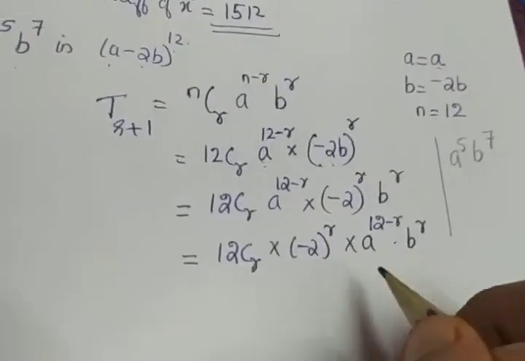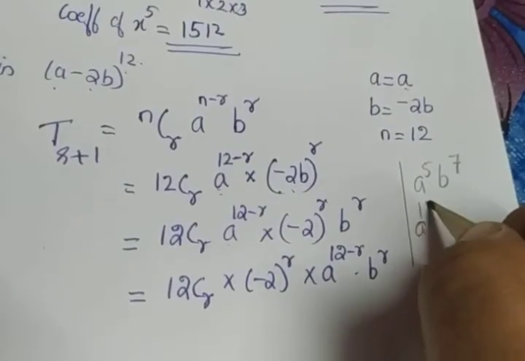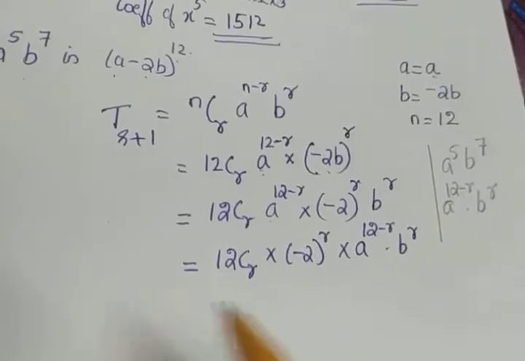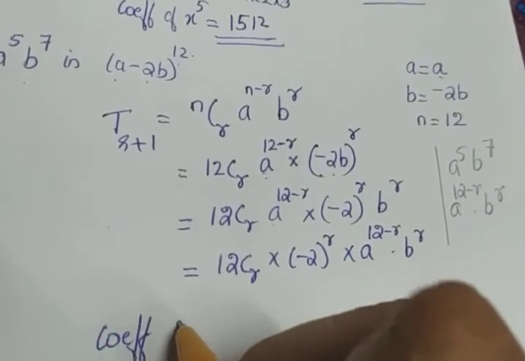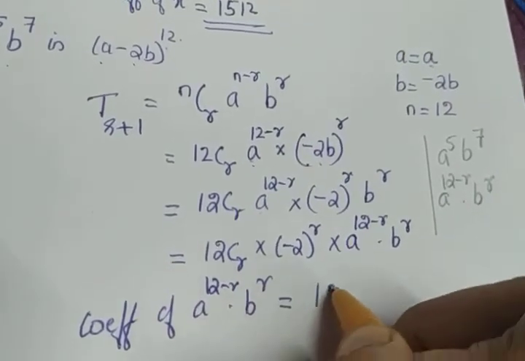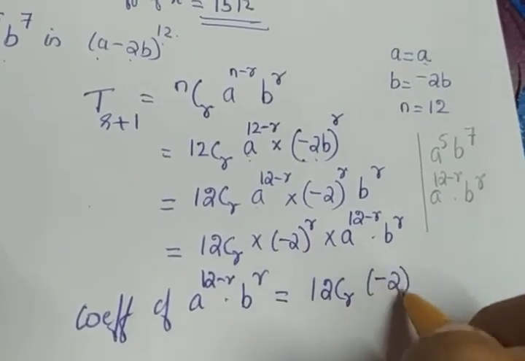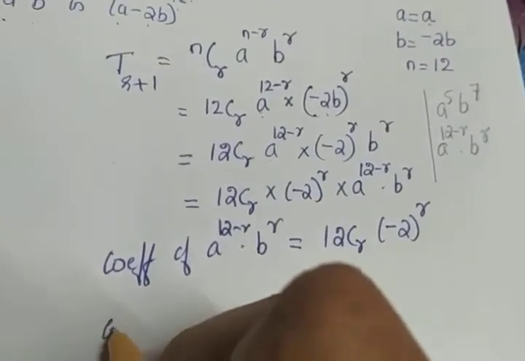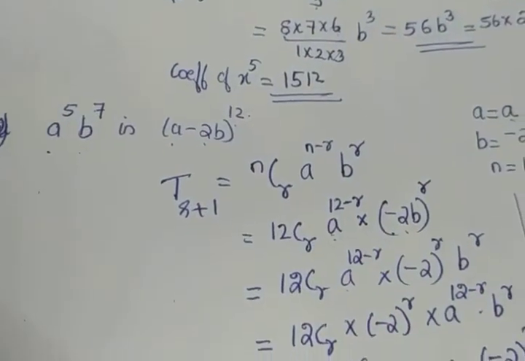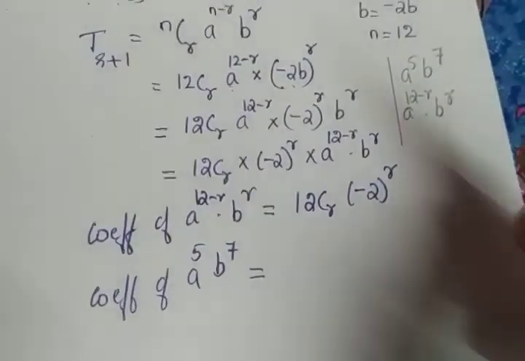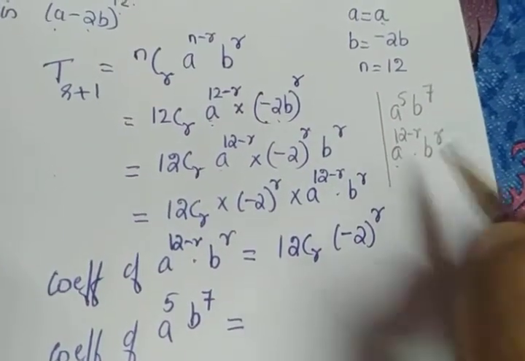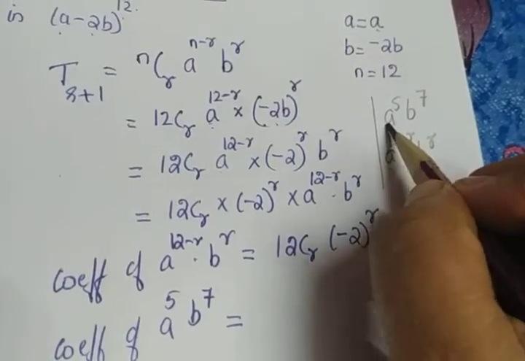So what we require is the coefficient of a raised to 5 into b raised to 7. What we are getting from the general term is a raised to 12 minus r into b raised to r. As in the previous question, I can write the coefficient of a raised to 12 minus r into b raised to r as 12Cr into minus 2 raised to r. We require the coefficient of a raised to 5 into b raised to 7.